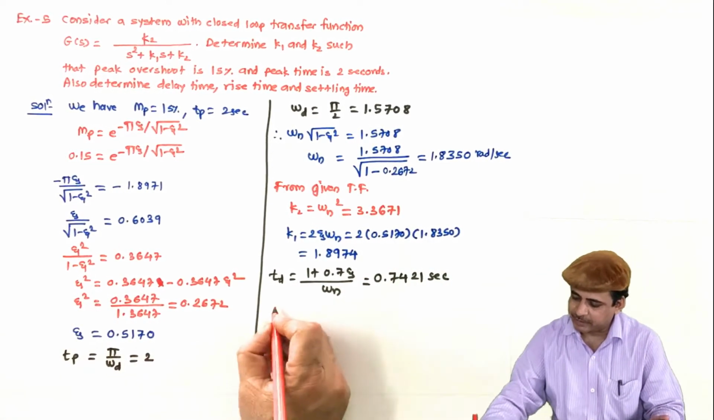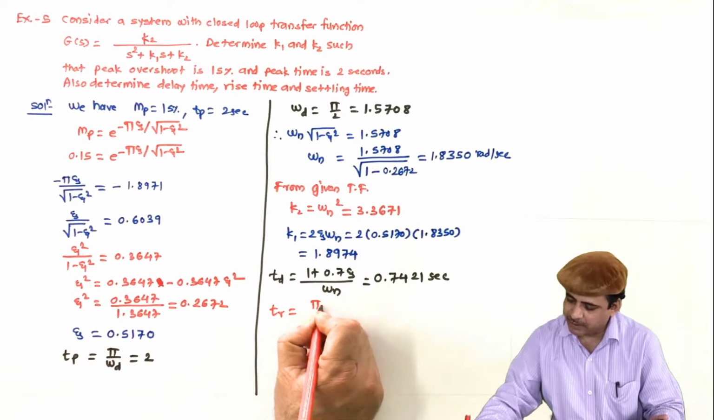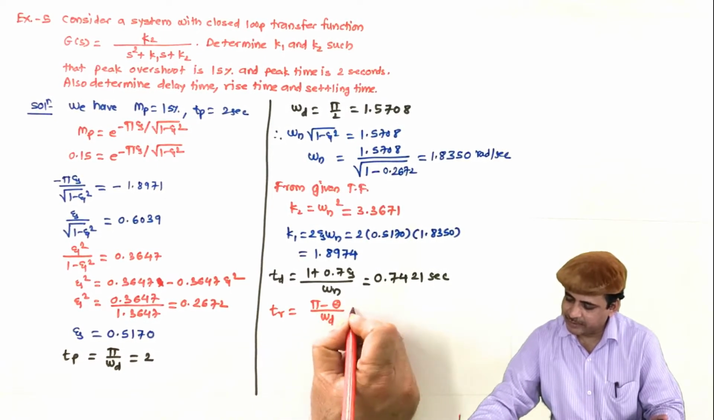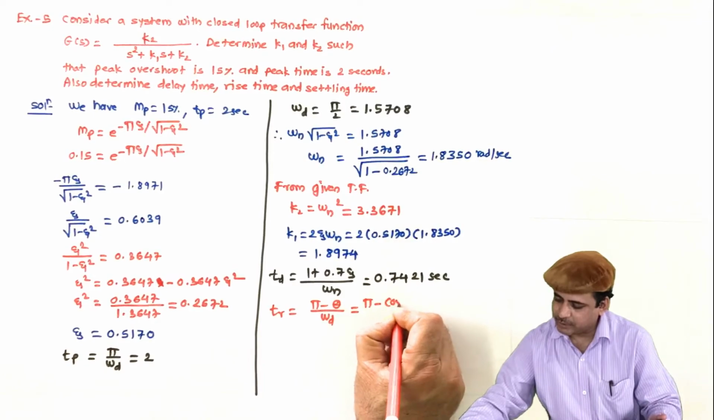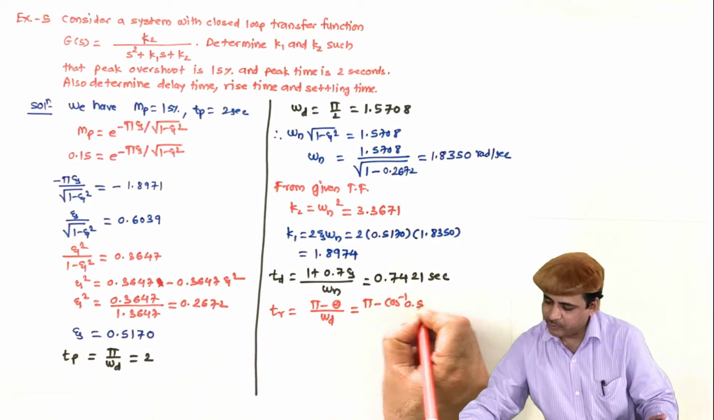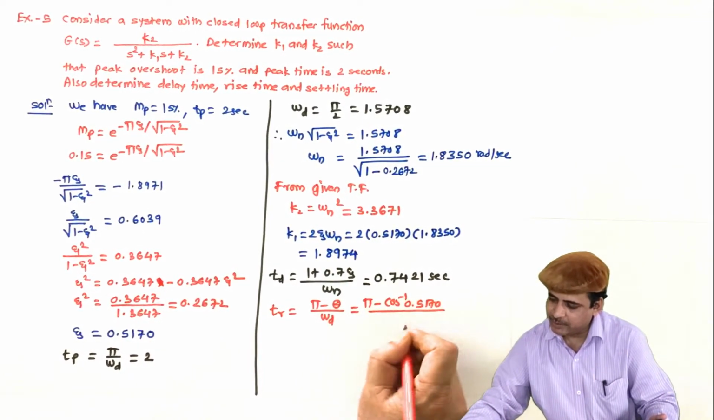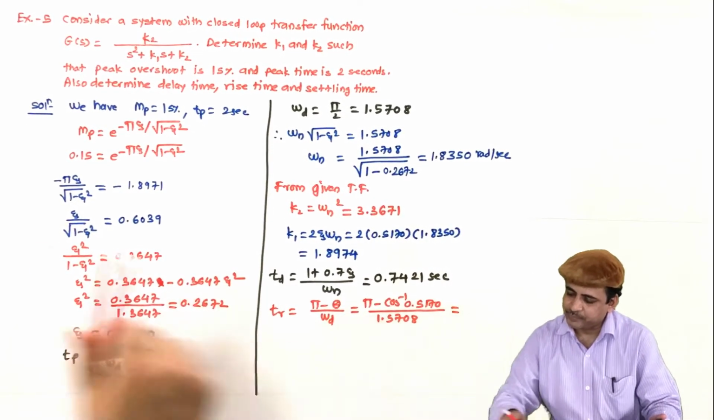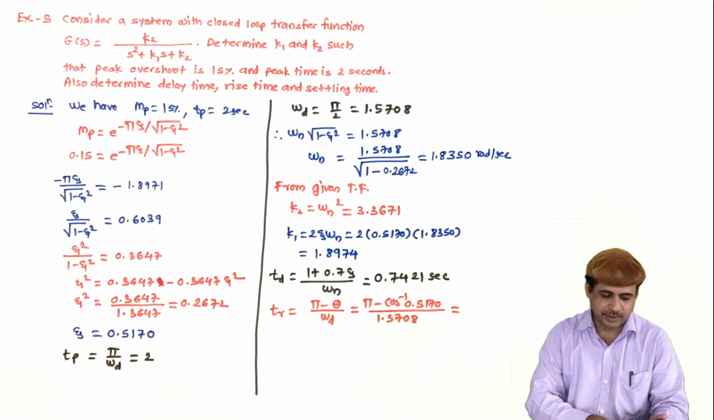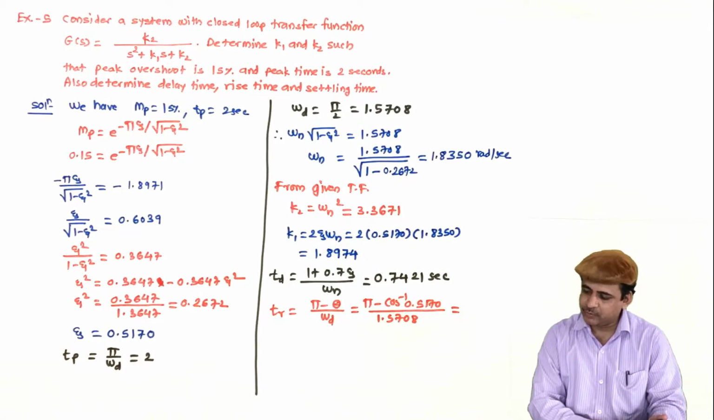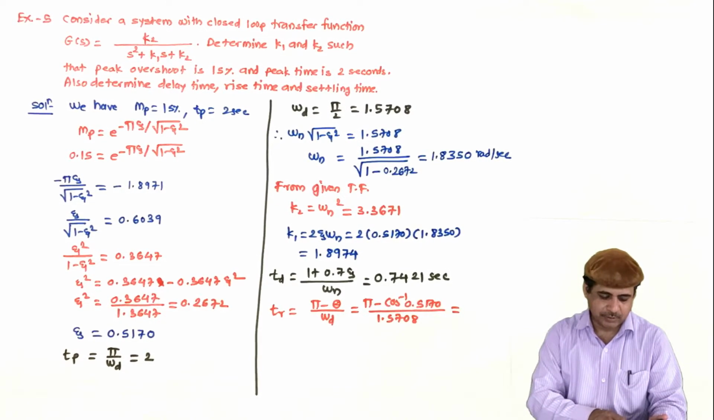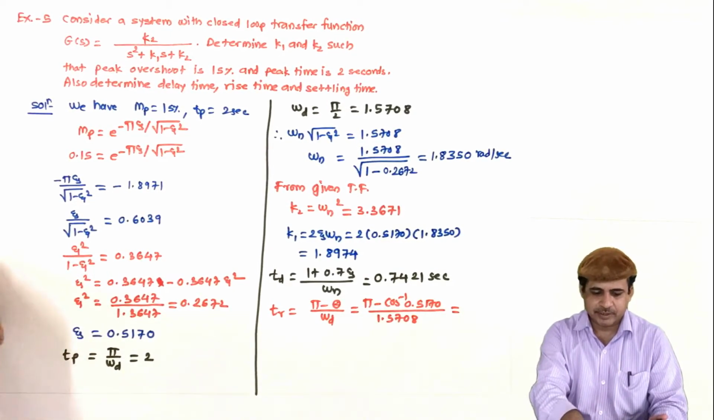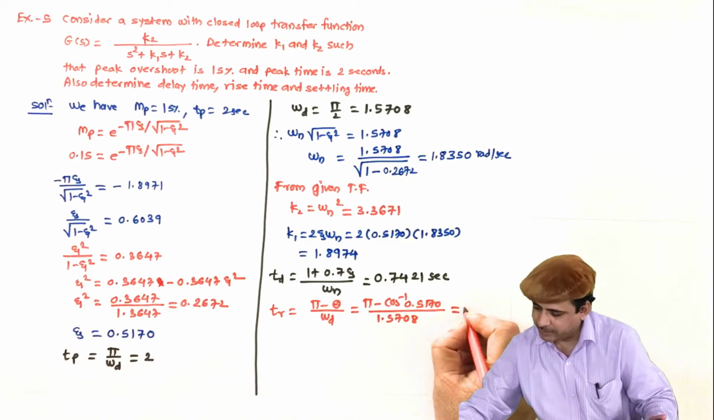Next we have to find Tr. Tr is equal to pi minus theta by omega d. So it is pi minus cos inverse zeta, which is 0.5170, divided by omega d, which is 1.5708. So it is nothing but pi minus shift cos inverse 0.517, divided by 1.5708. So this rise time is coming 1.3459.